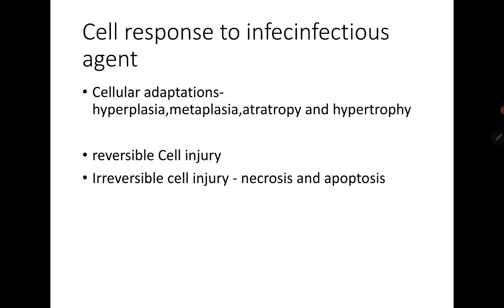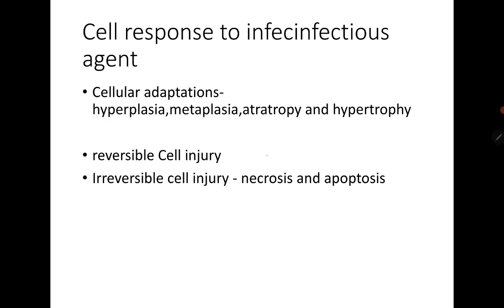So whenever bacteria or foreign particles enter our body, the cells and tissues will perform special activities against the foreign body. These include cellular adaptations. Cellular adaptations are hyperplasia, an increase in the cell number; metaplasia, which is a change or metamorphosis of epithelial cells; atrophy, which is a decrease in cell size; and hypertrophy, an increase in cell size. We will discuss these clearly in the next video.